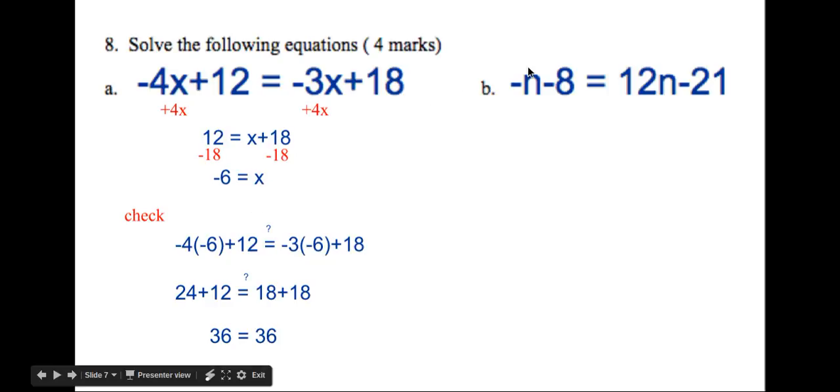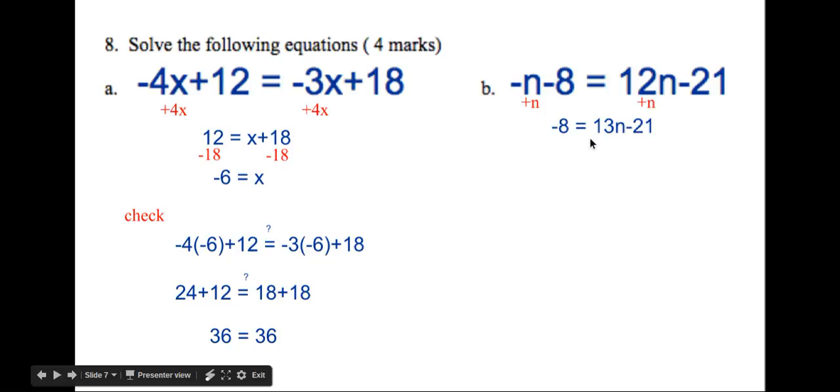All right, question B. We have negative n minus 8 is equal to 12n minus 21. I want to get all the n's on one side. Negative n is smaller than 12n, so I want to get rid of this negative n. So I'm going to do the opposite of minusing n. I'm going to add n to both sides, right? So if I add n to the left-hand side, I have to add n to the right-hand side to keep everything balanced. So we're left with negative 8 on the left-hand side, and on the right-hand side, 12n plus n is 13n.